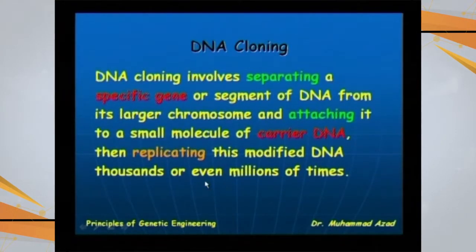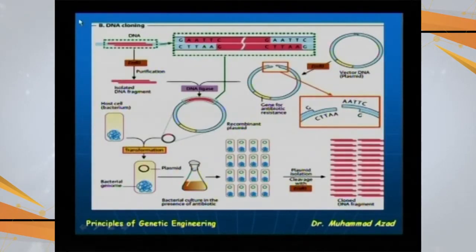DNA is basically cloned, this gene which we have made. So we are going to clone this DNA. It involves separating a specific gene or a segment of DNA from its larger chromosome and then attaching it to a small molecule of carrier DNA and then replicating this modified DNA thousands or even millions of times. So this is DNA cloning.